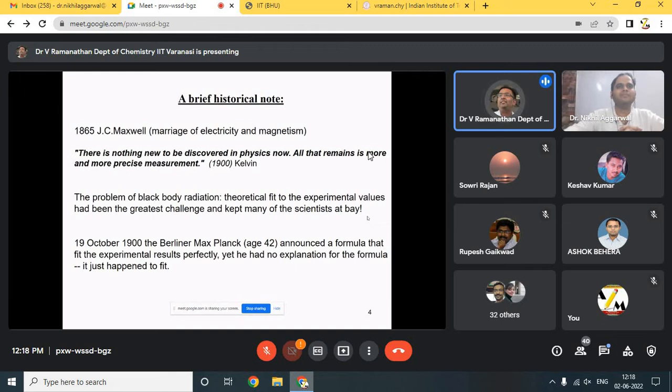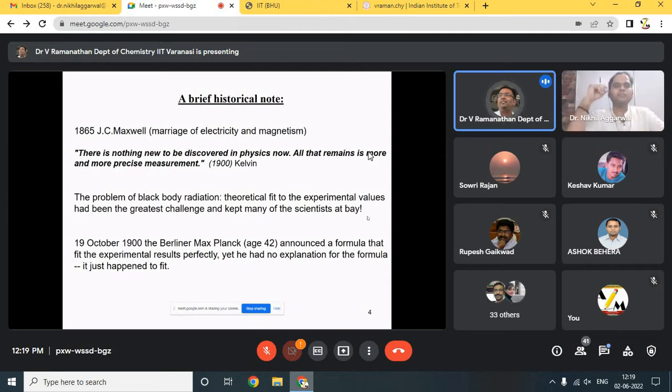And that's where electromagnetism came into the picture with his very famous four sets of equations, which are known as Maxwell's equations. And if you look at the remaining 35 years, it's a very interesting period after Maxwell's integration of electricity and magnetism. So much so that even a person like Lord Kelvin had to say this: there is nothing new to be discovered in physics now. All that remains is more and more precise measurement.